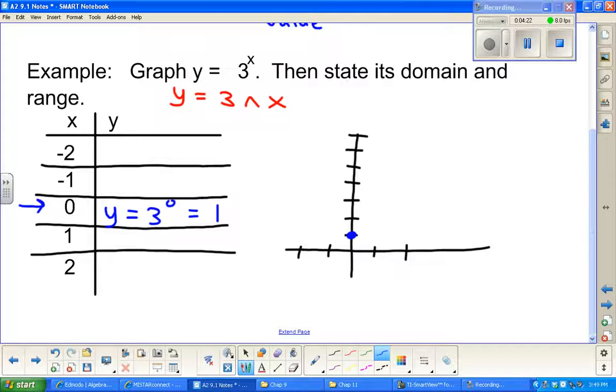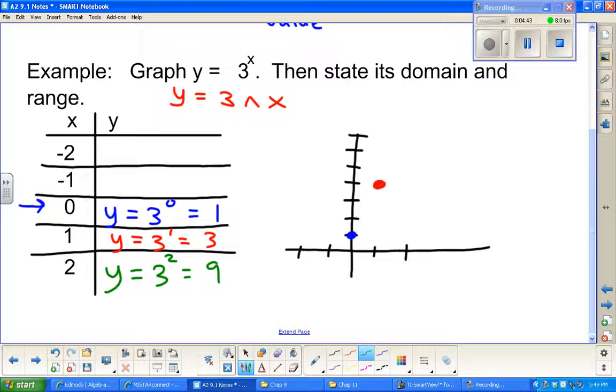Let's go ahead and do the positive values here. If x were 1, y equals 3 to the first power. 3 to the first power is just 3, so (1, 3) is on the graph. Continuing, if the exponent is 2, 3 to the second power is 9.